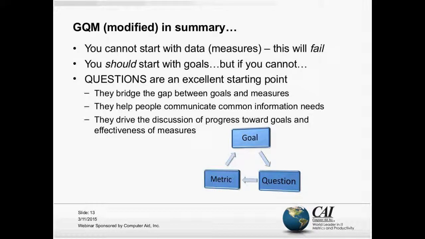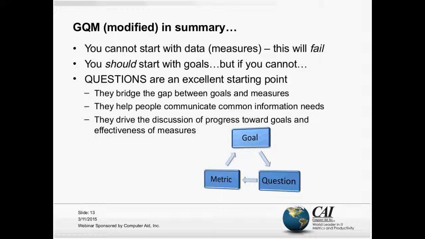What data do we have? Because the data is there. You're going to end up with garbage. You're going to end up with measures that nobody understands how to use. I should start with goals if the organization has those clearly articulated.